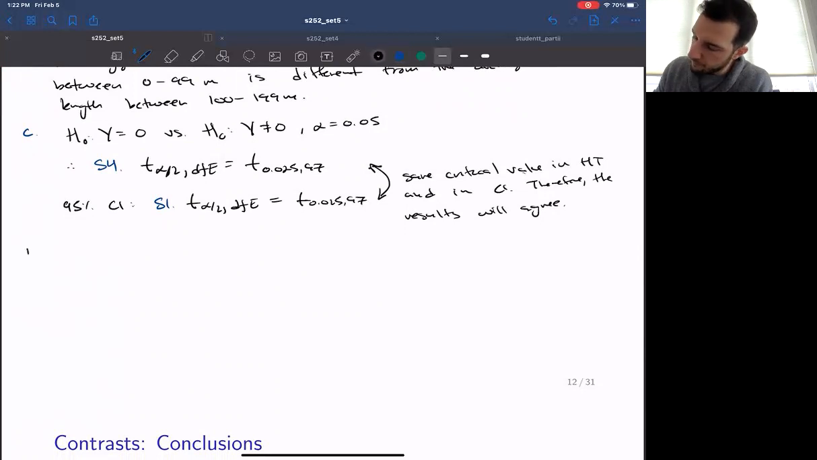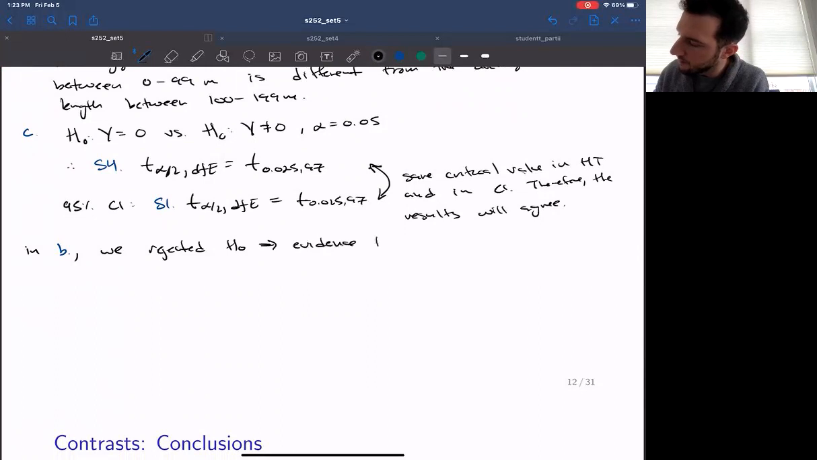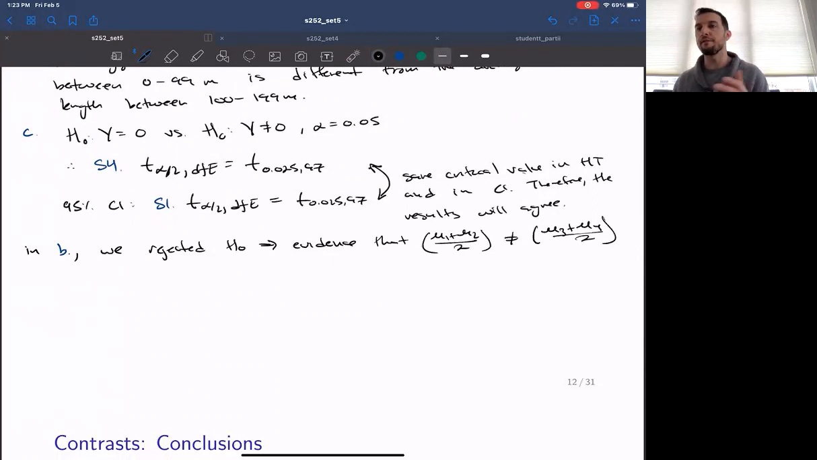So in B, we rejected H0, which means that we have evidence that mu1 plus mu2 over 2 is not equal to mu3 plus mu4 over 2. Okay, so we have found evidence that there is a difference between the average of mu1 and mu2 and the average of mu3 and mu4.